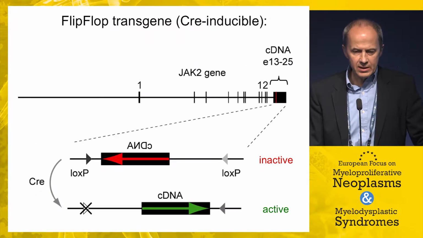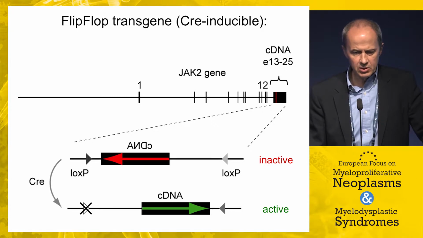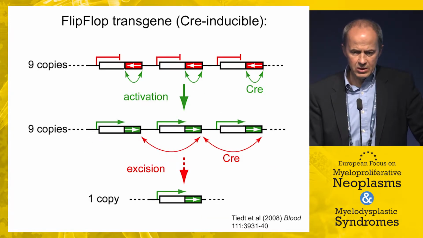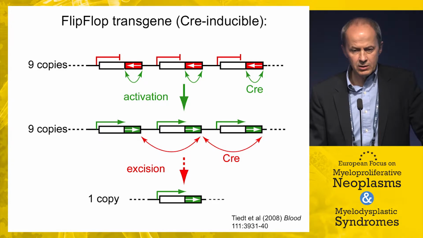So these are the models, and now we'll go into a little bit more detail on our own model of the V617F mouse. We generated the human JAK2 gene, mutated it, and put it into the mice in a way that it's inactive in its native form, and can be activated using the Cre recombinase. What we noted is that the transgene integrated in 9 copies, and in the native state there are 9 inactive copies. If the Cre recombinase acts for a short period of time, then these copies can be activated. In the best case, we have 9 active copies. If it acts longer, then it's excised, and we end up with a single copy.